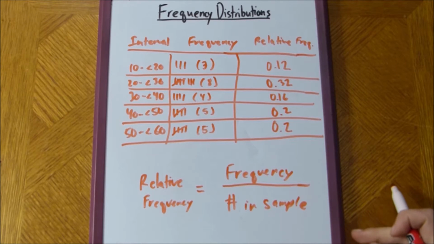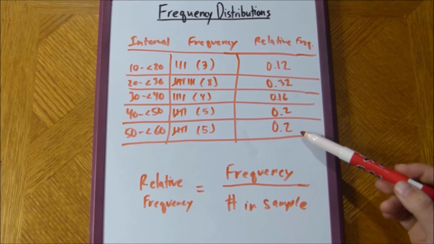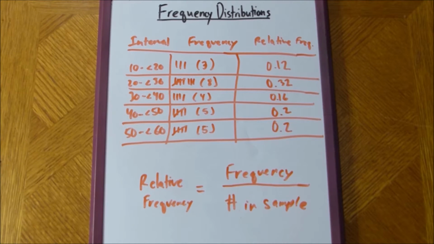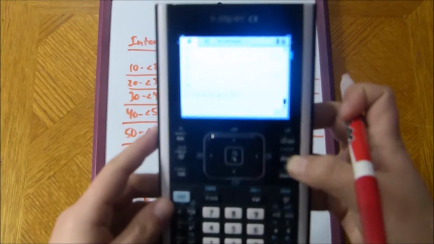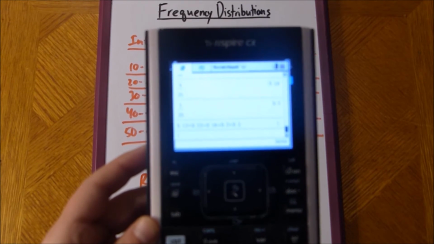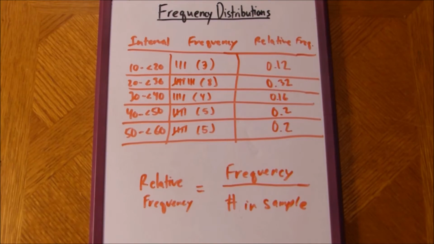So we've calculated all the relative frequencies for this frequency distribution, and what you want to double check is that these add up to 1. So 0.12 plus 0.32 plus 0.16 plus 0.2 plus 0.2 is, in fact, I don't know, is it worth it to zoom in? Just take my word for it that that says 1. Yeah, that's how you know you've done your relative frequency correctly.